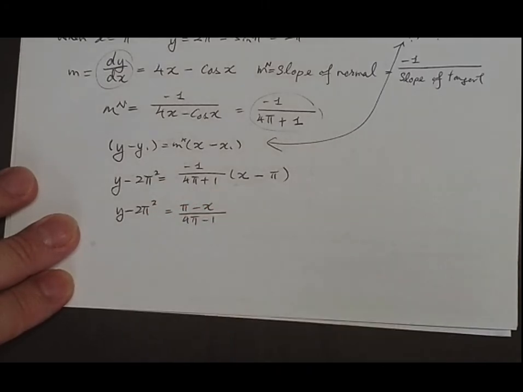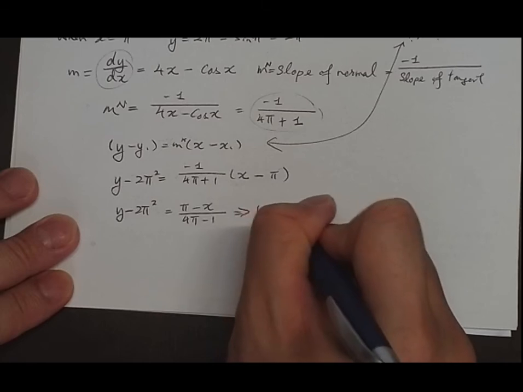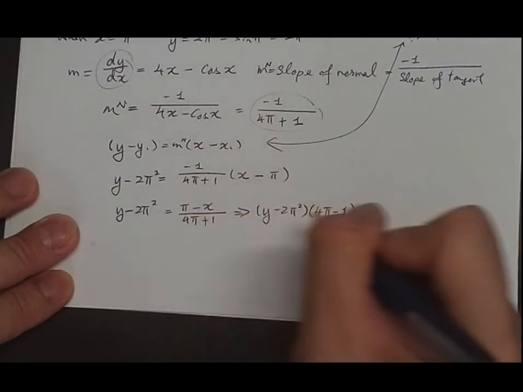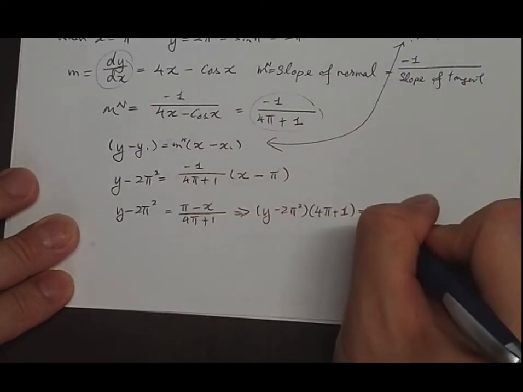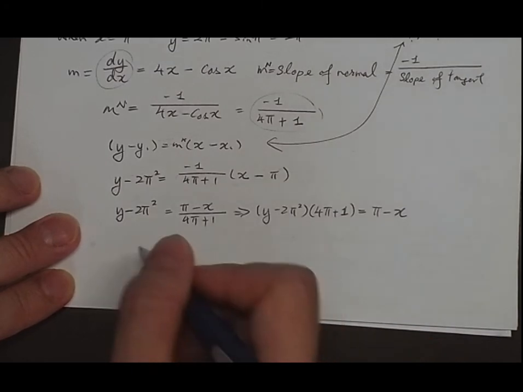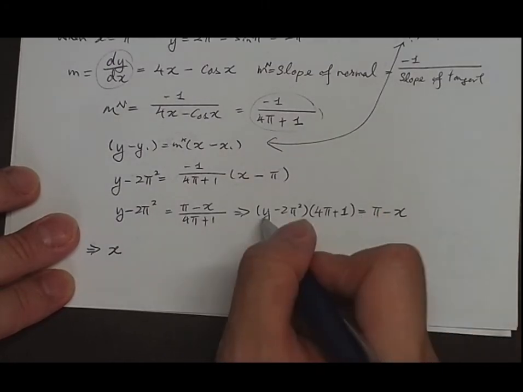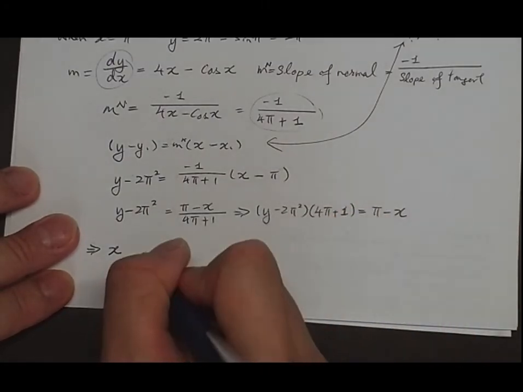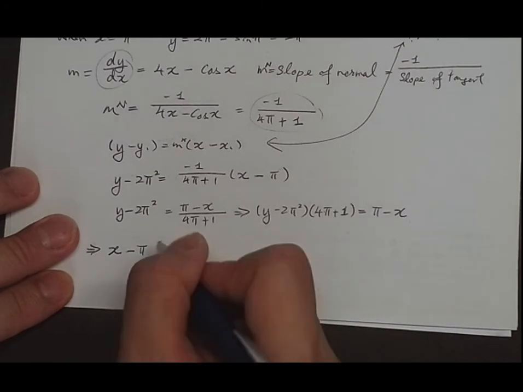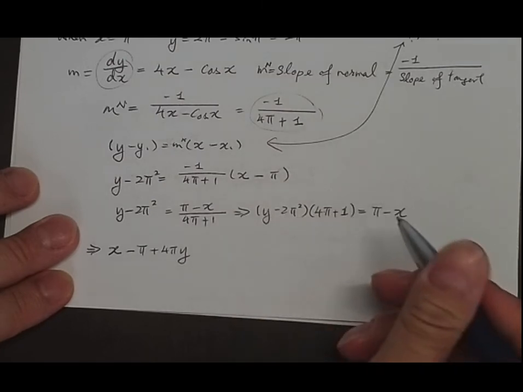pi plus 1. And we cross multiply, we get y minus 2 pi squared multiplied by 4 pi plus 1 is equal to pi minus x. And we take everything to the left-hand side. So we have the x minus pi to the left-hand side, which is x minus pi. And we multiply each out, we get plus 4 pi y. Y multiplied by 1, we get y.